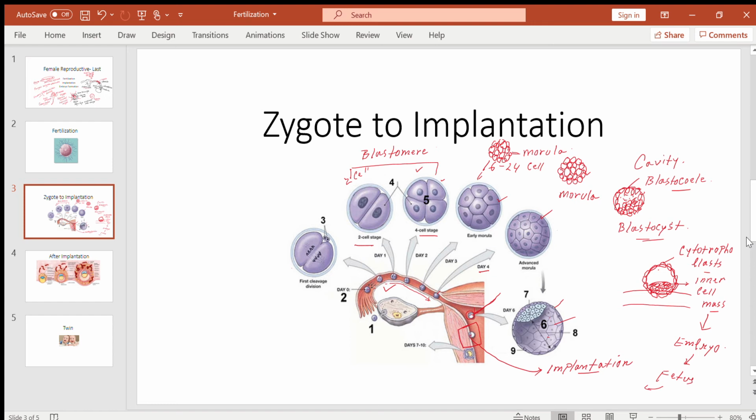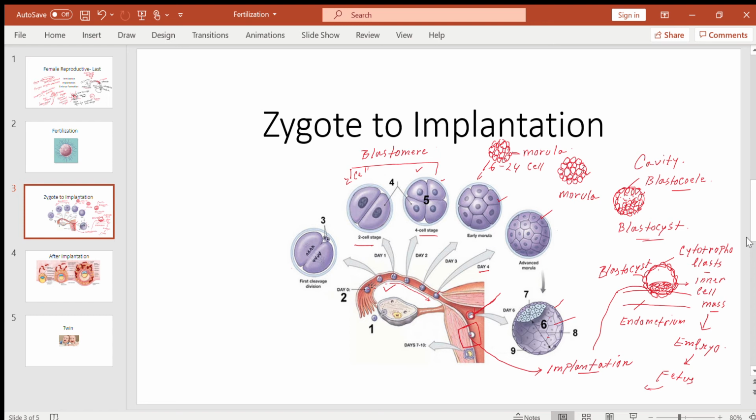So this is the endometrium. Endometrium. Okay, and this is the blastocyst. Blastocyst, and this is implantation right here. Okay, so just remember this much, then we'll move to the next slide.